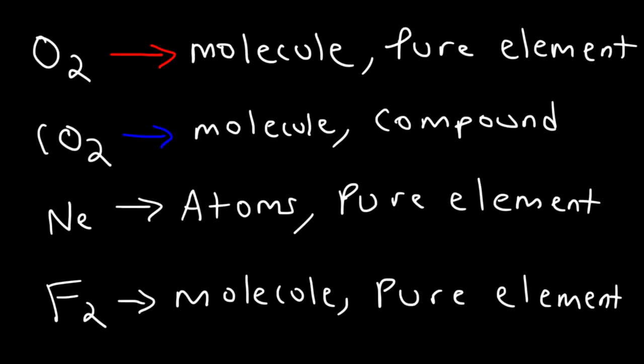So just to review, a particle is considered an atom if there's only just one atom. If there's multiple atoms, then the particle is considered to be a molecule. If there's only one type of atom, it's a pure element. And if there's different types of atoms, you have a compound.